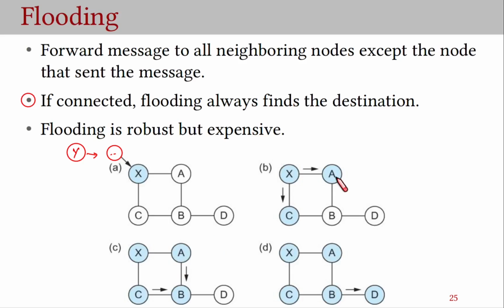Then A and C are going to send this message onward. C received this message from X, so C is not going to send it back to X, but C is going to forward it to B. Similarly, A received this message from X, so A is going to forward it to B. Now B receives two copies of the same message, so that's the expensive part. Then B is going to send this message to D, because B received this message from A and C, so it's not going to forward it back to them. At the end, all of these five nodes receive the message that was sent using flooding.